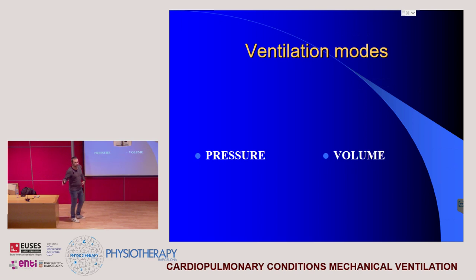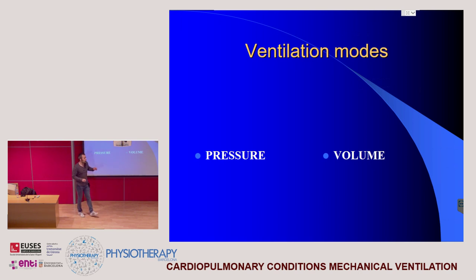In artificial mode, this cannot be done. So we have to fix one of the variables. Either we fix the pressure, or we fix the volume. And what is the explanation for that? In fact, we set the parameters in the ventilation mode. We will fix the pressure until, let's say, 15 centimeters of water, and the ventilation unit will deliver air until we arrive to 15 centimeters of water.